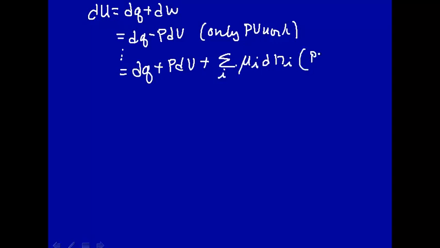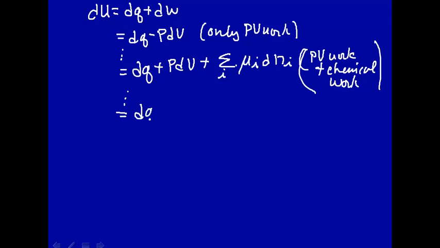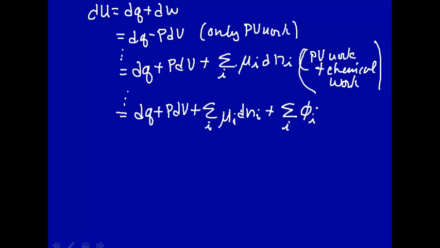So this was PV work plus chemical work. Now what we're going to do is add on to this, guess what? Plus the sum of the chemical potential. Now we're going to add on electrical work. So it'll be the sum over all the ions in the system participating in the reaction of the potential experienced by that ion times the charge.